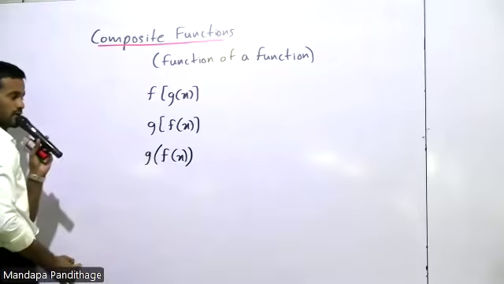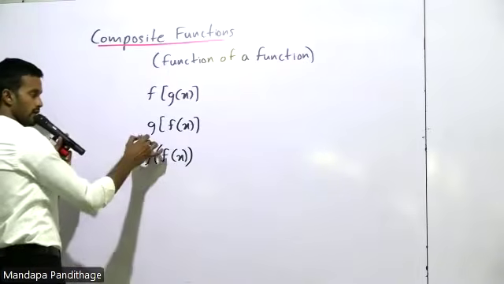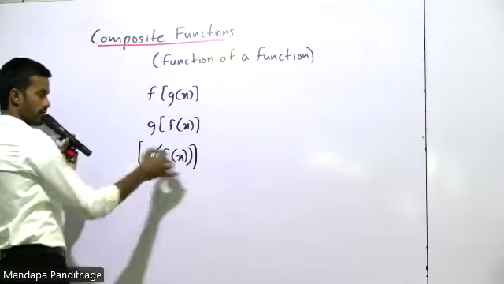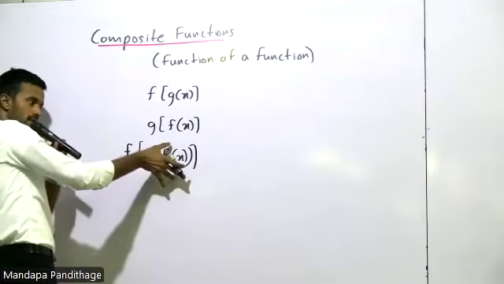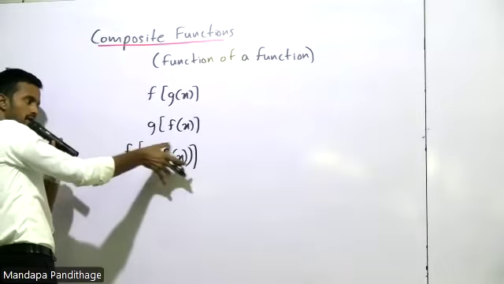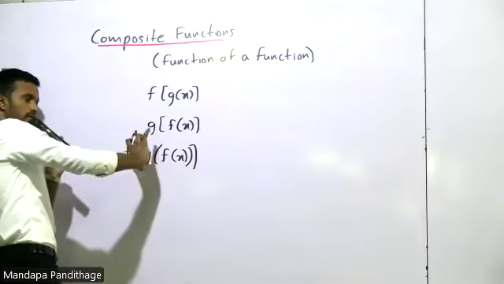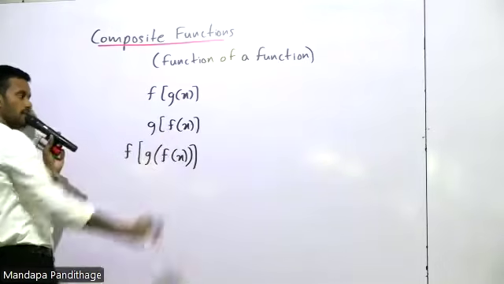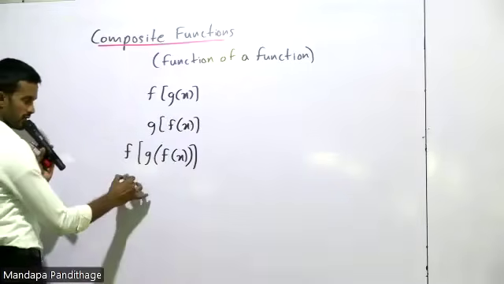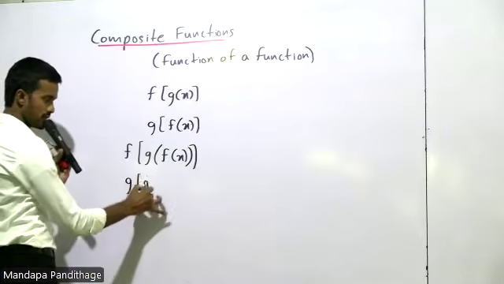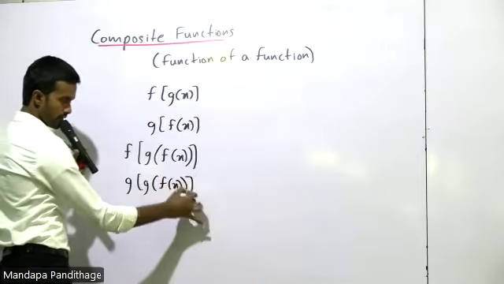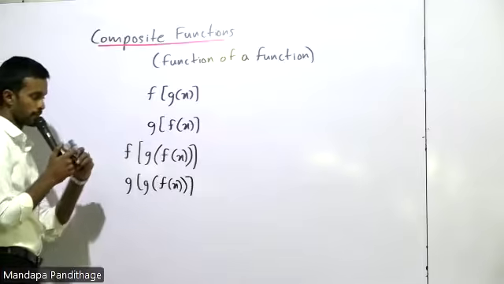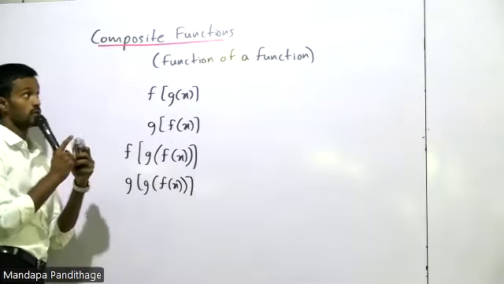Inside g we have f(x), and we can even take another function like f. So inside g we have f(x), and inside f we have this g(f(x)). So it can be written in this way. Another one, we can have a g, inside it another g, and then f(x). When we have a function inside another function, we call it a composite function, or a function of a function.